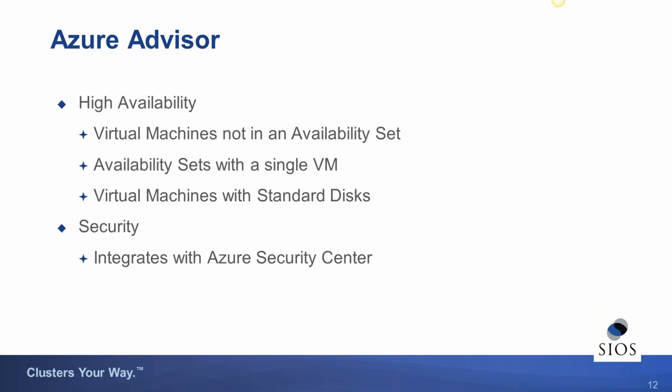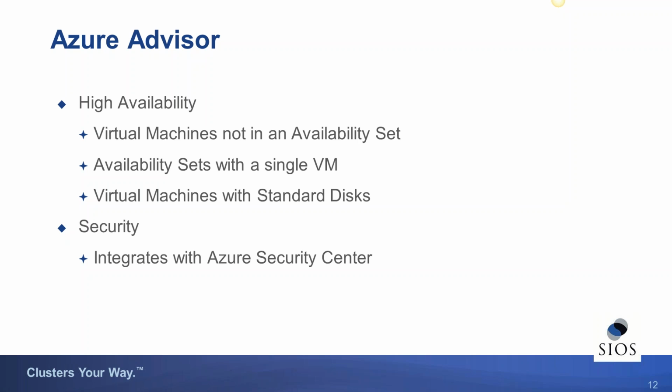Then there's something listed under high availability, and I'm not quite sure it really falls in that category, but it will identify virtual machines with standard disk. I really see that more as performance than availability. I'm not quite sure why Microsoft put it under that category. Of course, standard disks are fine, but with premium storage you're going to get better IOPS on the SSD type disk. But it will identify those virtual machines for you.